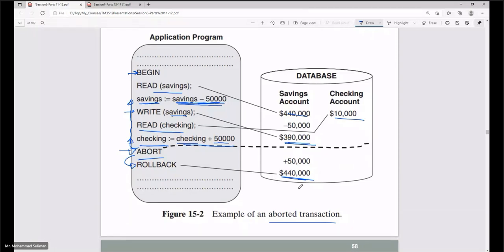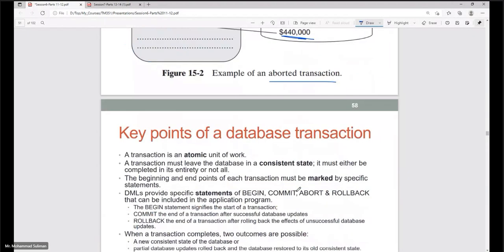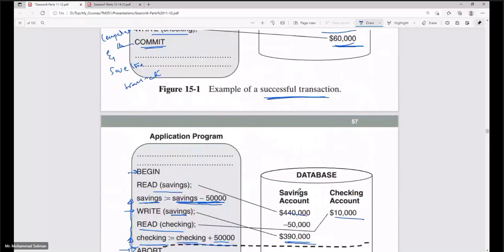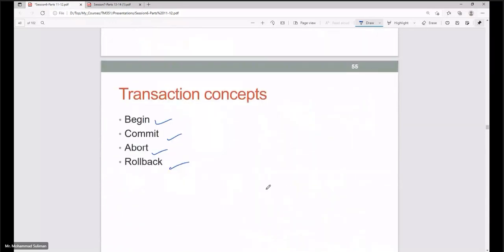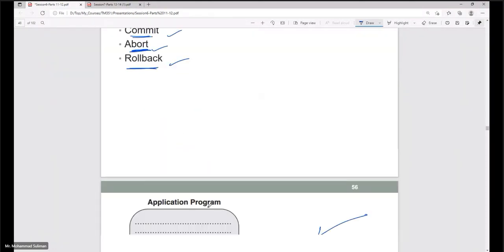Okay. So what we are using here is this concept of begin, commit, abort, and rollback. Begin means start, commit means save, abort means stop the transaction, and rollback means just roll back the transaction.